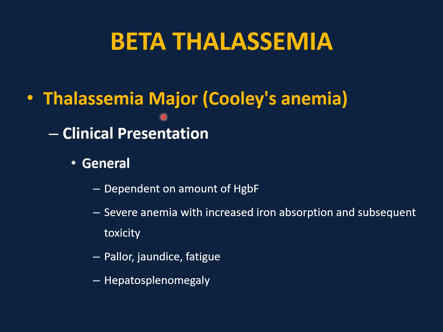Thalassemia major usually presents after the first 6 months of life because of hemoglobin F. So hemoglobin F is protective in the first 6 months of life. They present with severe anemia and increased iron absorption and subsequent toxicity. So they actually have a problem getting rid of the iron, so the iron level in their body is high. Pallor, jaundice, fatigue, hepatosplenomegaly. So you cannot miss that. So thalassemia major is very easy to diagnose because of the severity of the symptoms.